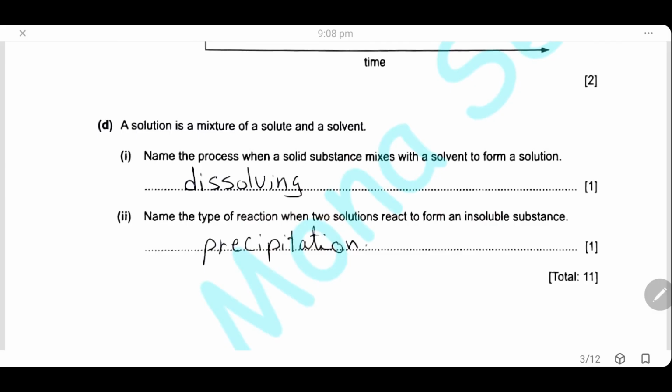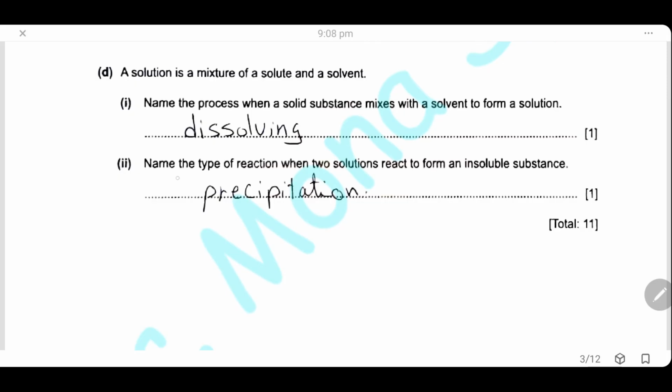Question D. Solution is a mixture of solute and solvent. Name the process when solid substance is mixed with a solvent to form solution. Solid dissolves in a solvent to form solution, so the process is dissolving. Name the type of reaction when two solutions react to form insoluble substance. This insoluble substance is precipitated, so the process is precipitation.